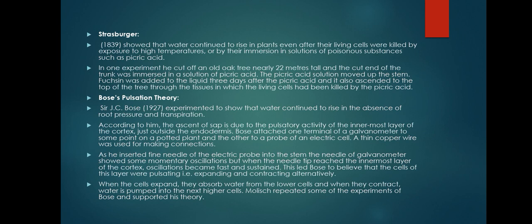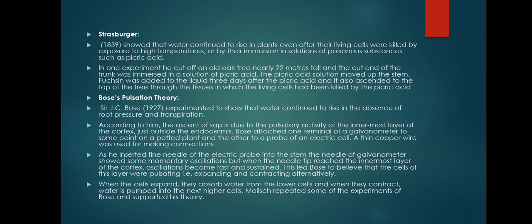Bose attached one terminal of a galvanometer to some point on the potted plant and the other to a probe of an electrical cell. A thin copper wire was used to make the connection. As he inserted the fine needle of the electric probe into the stem, the galvanometer showed some momentary oscillations, but when the needle tip reached the innermost layer of the cortex, oscillations became fast and sustained. This led Bose to believe that the cells of this layer were pulsating, that is, expanding and contracting alternately.